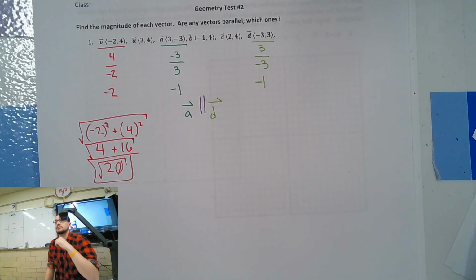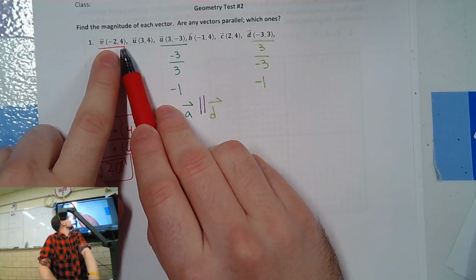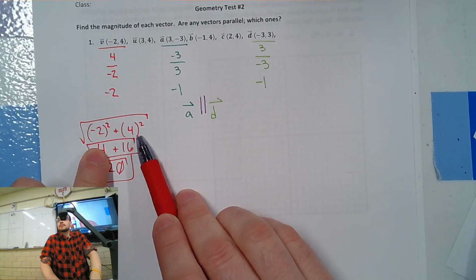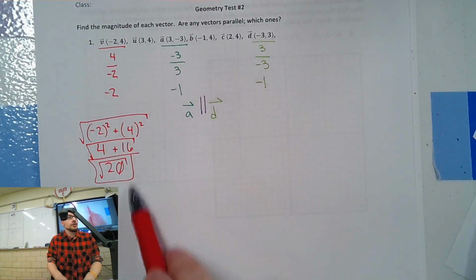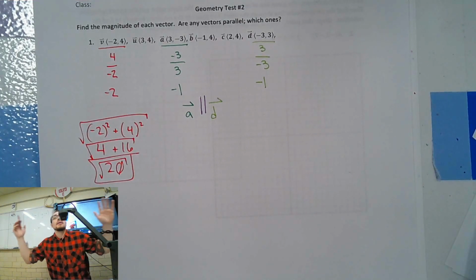Why 4 squared? Because that's the components of V, -2 and 4. Good question. Will I do any of them for those? What I'll say is you need to find it for all of them.